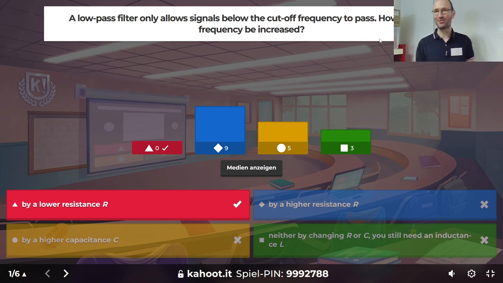Lots of people shouted the blue, but the blue is wrong. We need to have a lower resistance. If you remember this formula, there was j omega RC. If the omega should be higher, then the R at the end should be lower to have the same effect. So we need to have a lower resistance to go to higher frequencies.